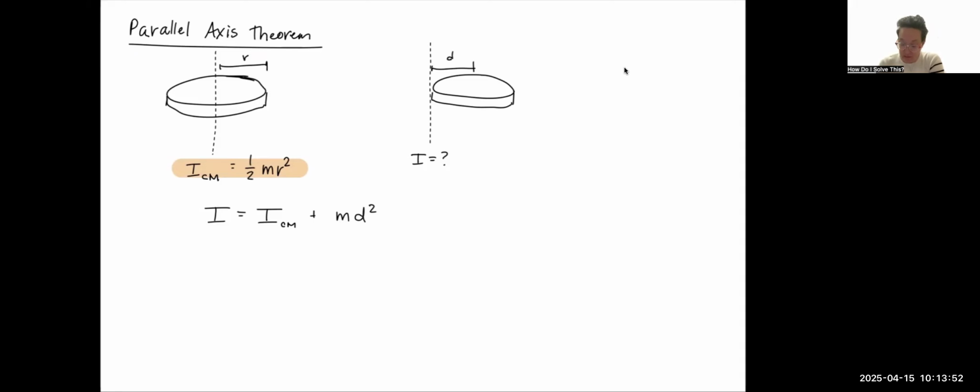So here, it actually conveniently is the radius, right? So here we would have 1/2 mr squared, which is just the initial moment of inertia, plus another mr squared for shifting the axis. We get 3/2 mr squared.